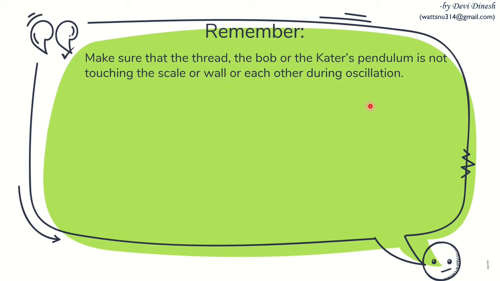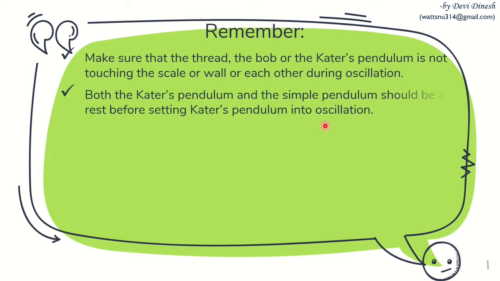It should not be touching the wall also. Okay. Similarly, the simple pendulum should not be touching the Caterer's pendulum. It should not be touching the meter scale which I have placed. There should be a good amount of distance between all of them, at least 1 to 2 centimeter distance between all of them.